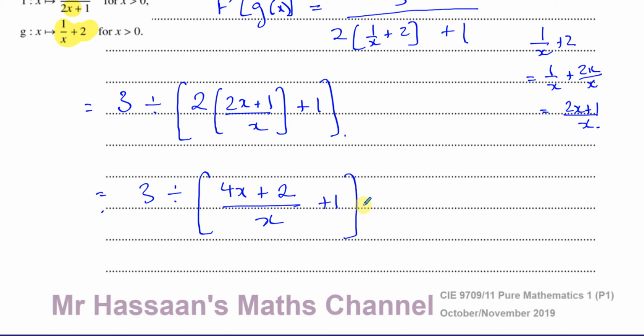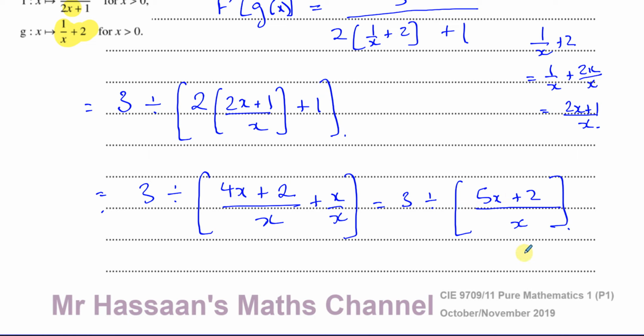And again, what I can do is get this ready to make it into one fraction. So this 1 over here, I'm going to put plus x over x, so I can make it into one fraction. So I have 3 divided by 4x plus x, because they're under one denominator now, which is all x. So there will be 4x plus x, which is 5x plus 2 over x.